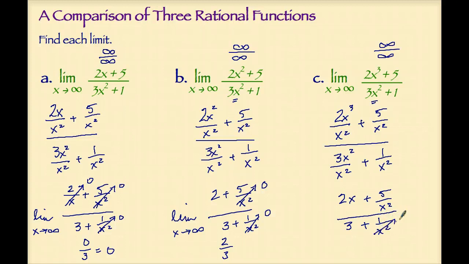Now these two terms do go to 0, but we do have a problem here in the numerator as we take this limit. We're still going to have to plug infinity in for x. This leads to infinity over 3, which is infinity. Therefore, the limit of this rational function as x approaches infinity is infinity, meaning the behavior is unbounded as x gets very large.